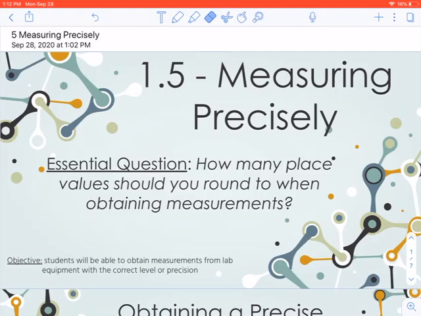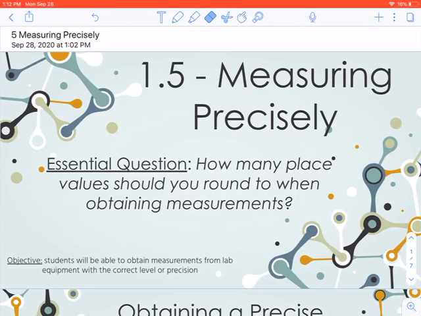Hi there, in today's quick lesson we're just going over how to obtain measurements in the lab and how precisely you should be reporting them. I often have students asking me what they should round their data points to, and it really does depend on the instrument because you want to report your data as reliably as possible or as precisely as possible.